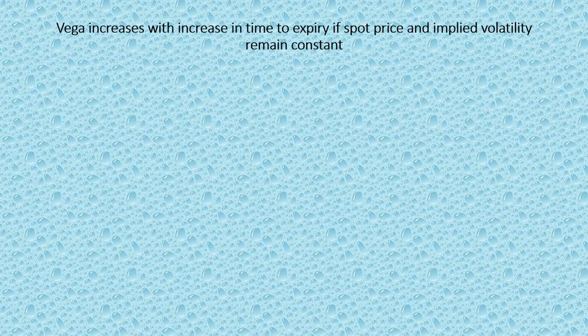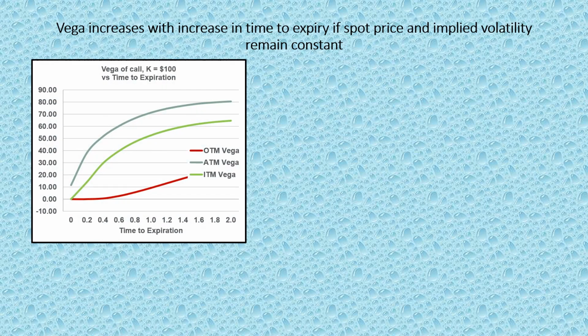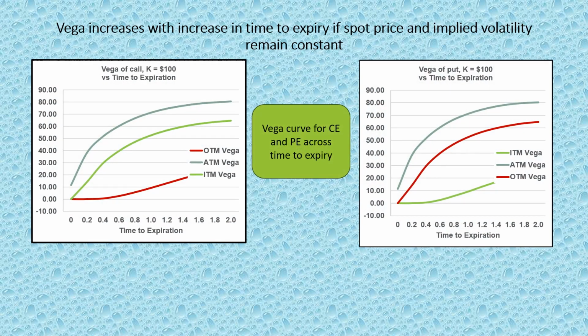Now let's examine how Vega varies with time to expiry. Vega increases with increase in time to expiry if spot price and implied volatility remain constant. As depicted in both the graphs, Vega curves for call and put options across time to expiry are increasing.